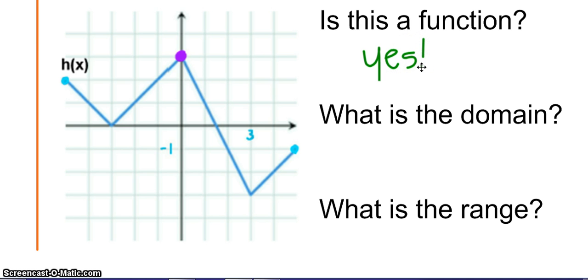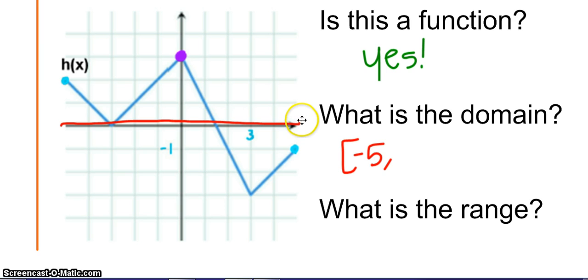What is the domain? So domain, we said we're going to look from left to right. So the first value you can plug in, this stops right here. Okay, there's nothing past this on the graph because there's no arrows extending. The first x value you can put in is going to be -5.